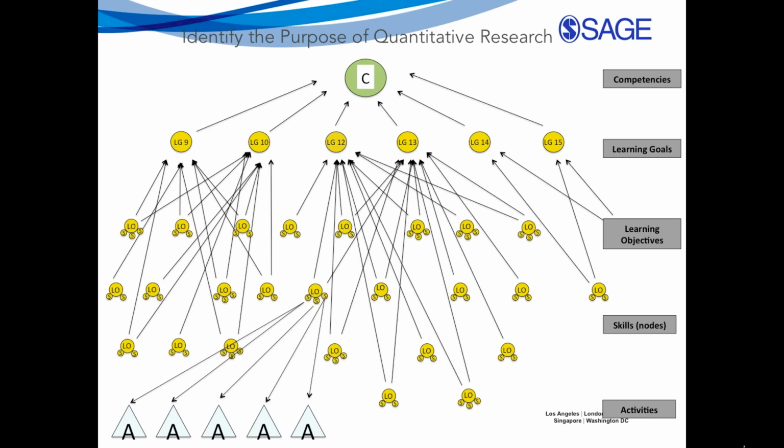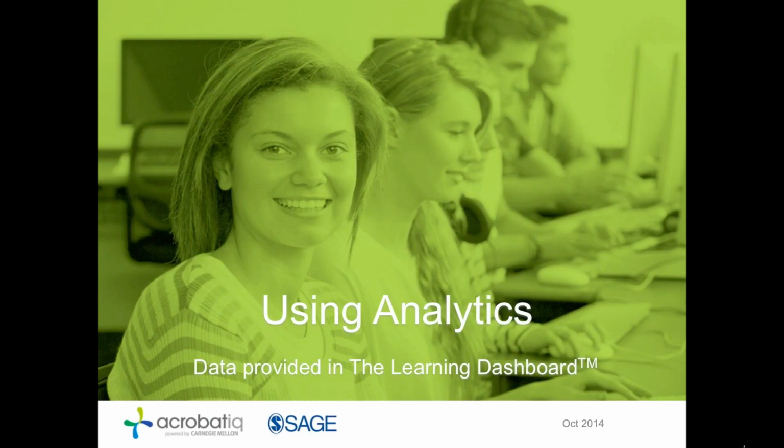It's important to note that the flow of coherence goes from the competencies down to goals, but as we get into the course, I'm going to show you in a second, the data flows upwards from the activities through the skills to the objectives and provides a type of personalized environment for students. Let's go to the next slide.